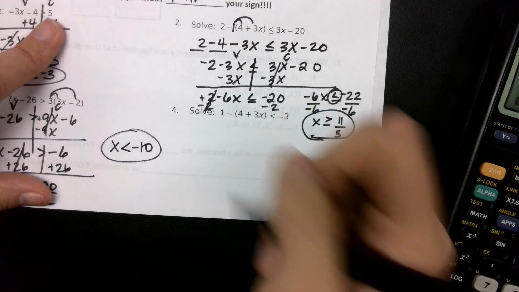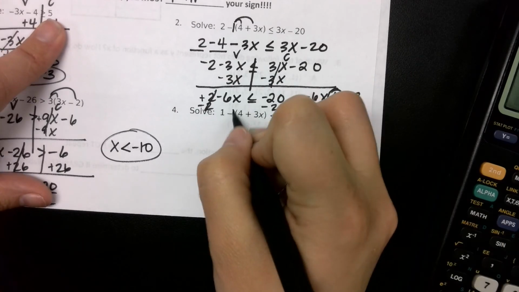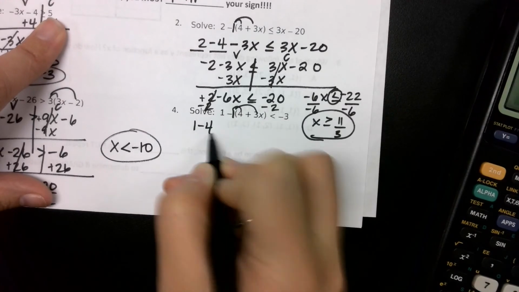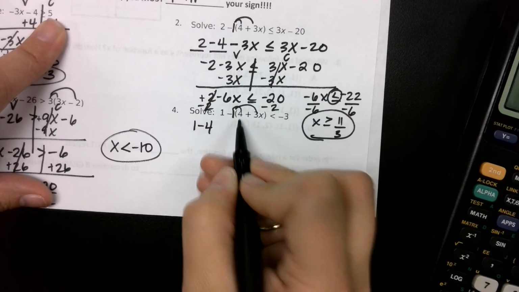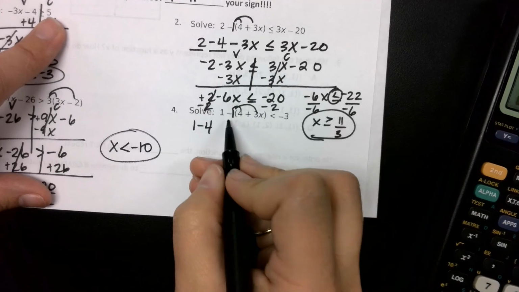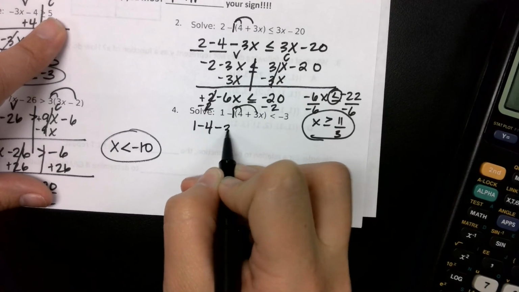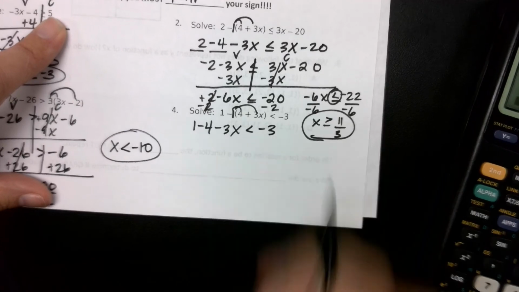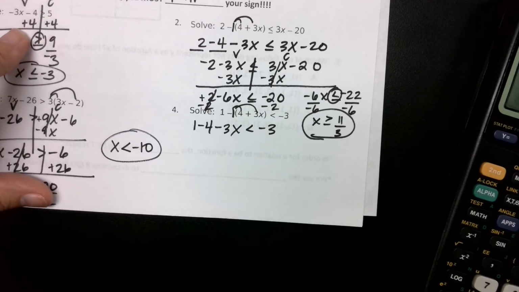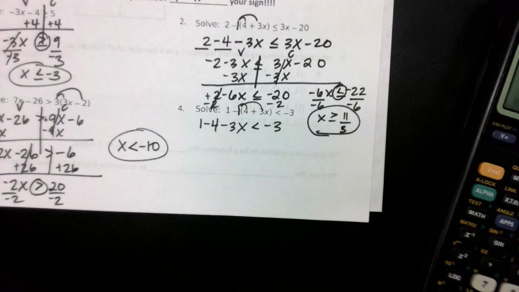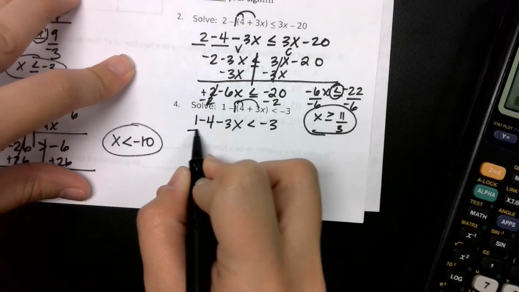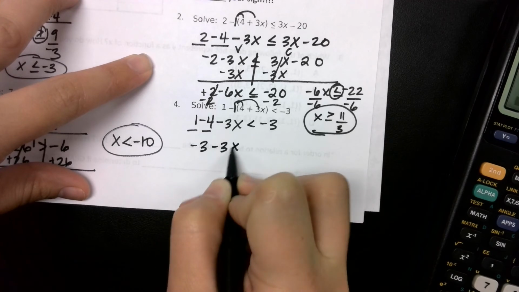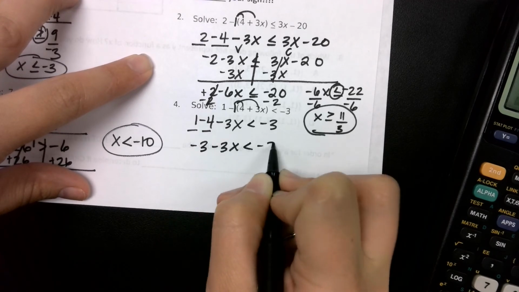Last one. There's an invisible negative 1 in front of this set of parentheses. 1 minus 4, negative 1 times 4 is negative 4. Negative 1 times positive 3x is negative 3x. Is less than negative 3. Are there any like terms that I can combine? 1 minus 4 is negative 3. Minus 3x is less than negative 3.